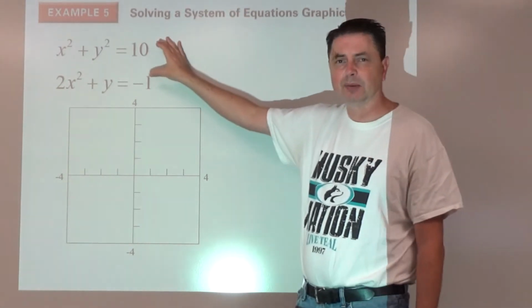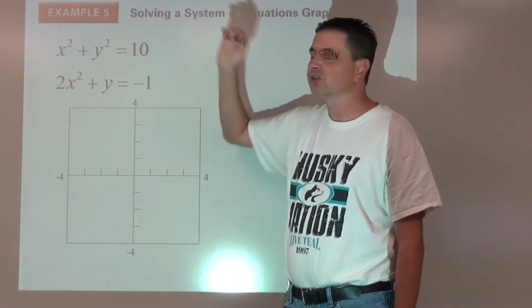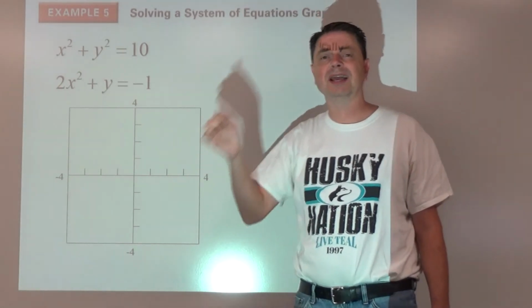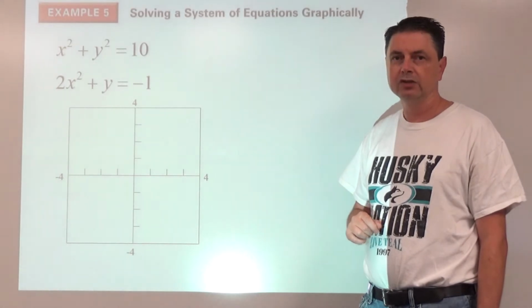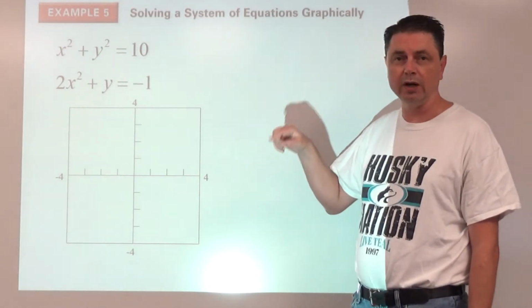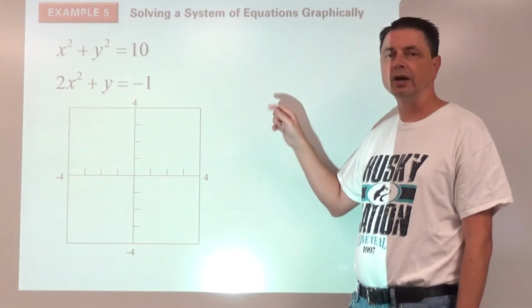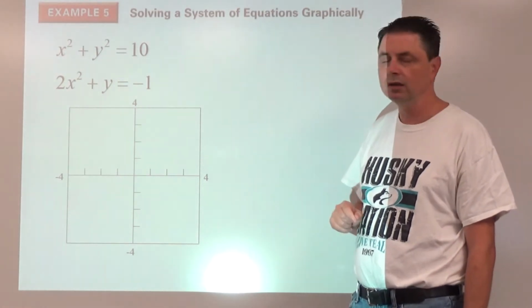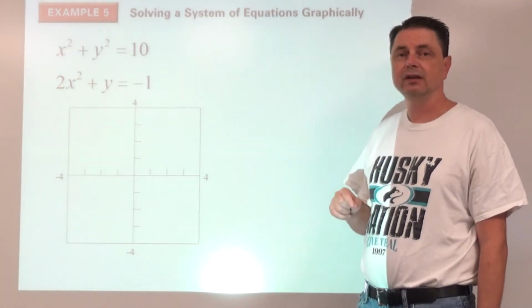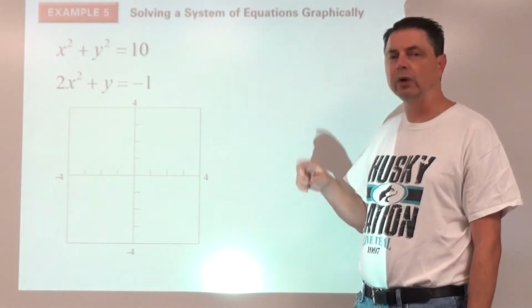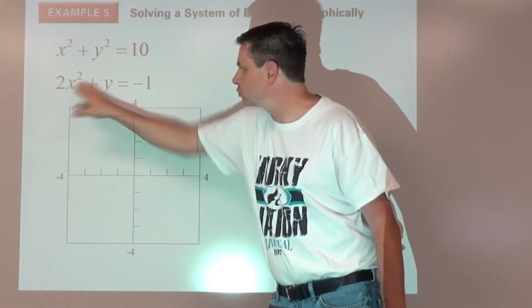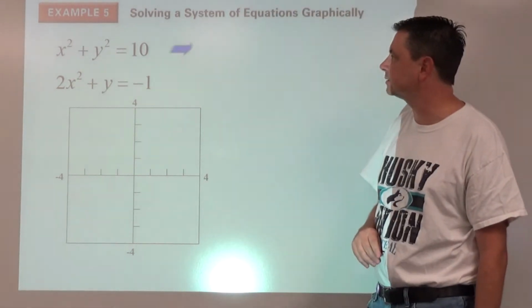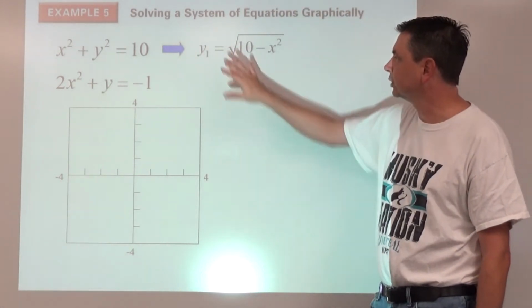Now, you're not going to be able to type that into a calculator. So that's going to be essentially your y1 and your y2 typing into the calculator. So y1 equals positive square root 10 minus x squared. And y2 is negative square root 10 minus x squared. And this one's not bad. We'll just subtract 2x squared both sides. So there's our y1.